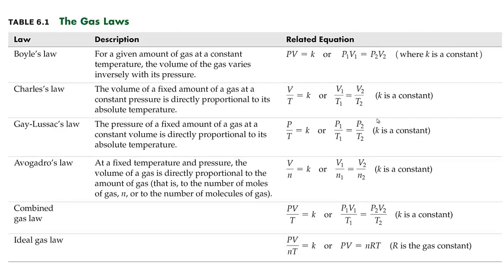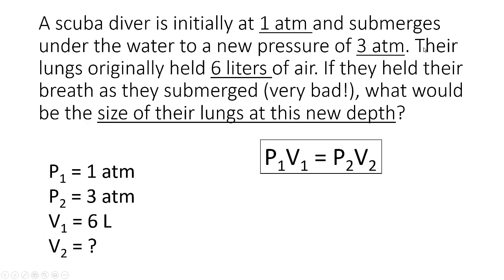So if we look back at this table and we ask ourselves, which of these equations have a pressure and a volume and nothing else? Everything else is held constant. I hope you zeroed in on this top one here, Boyle's law. Pressure times volume equals pressure times volume. And now it's just a matter of plugging in the variables into the equation.